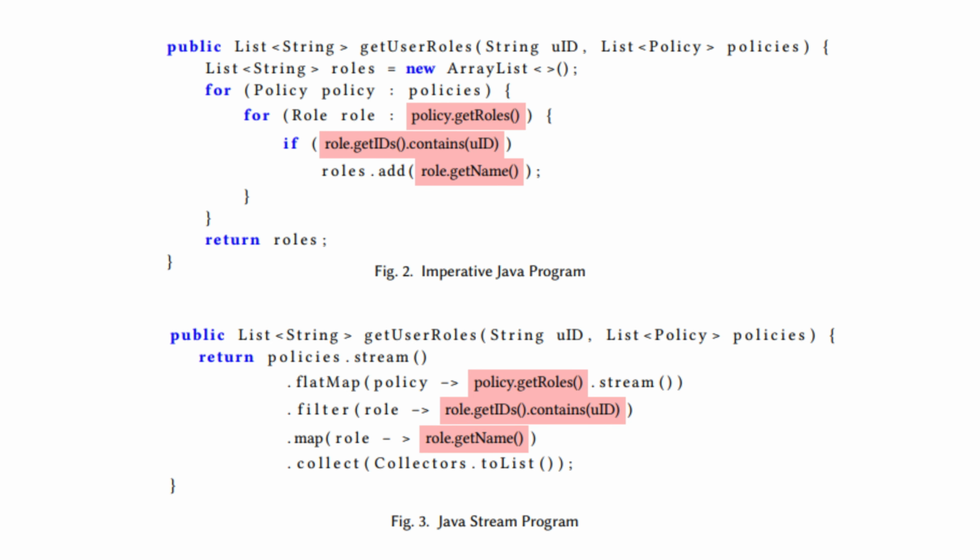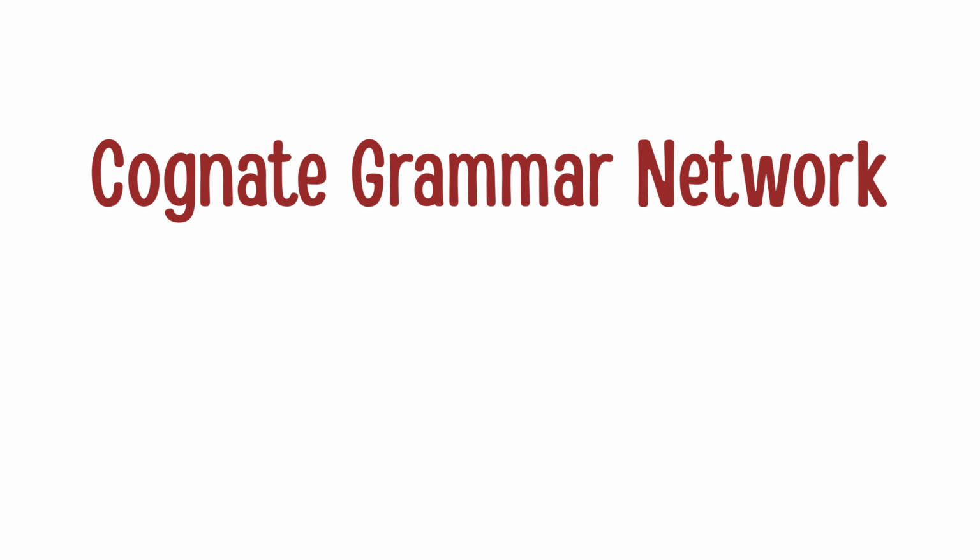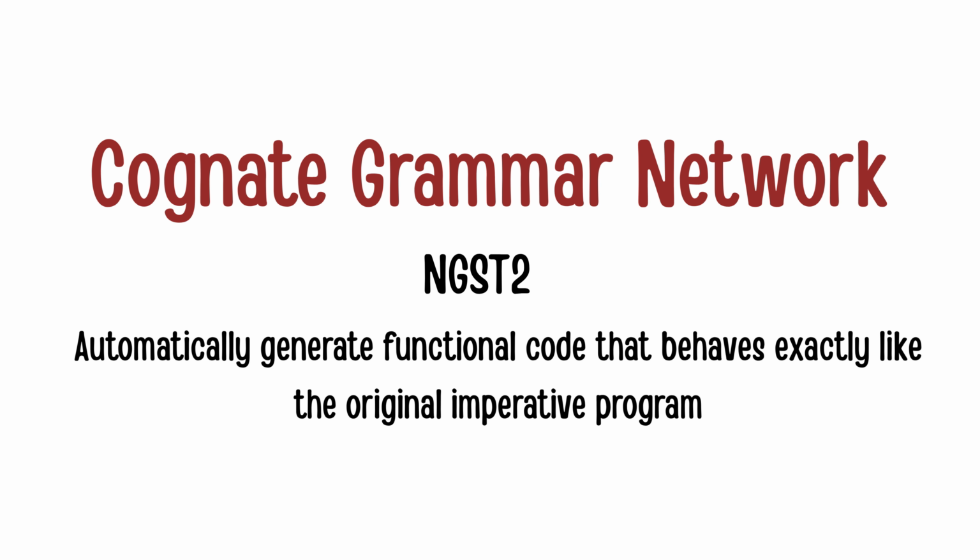To make this possible, they introduce a new neural architecture called the Cognate Grammar Network, and implement the complete system in a tool named NGST2. The tool translates imperative Java programs into Java stream-based implementations and converts imperative Python programs into functional versions using functools and other Pythonic constructs, such as list comprehensions. The results are impressive.